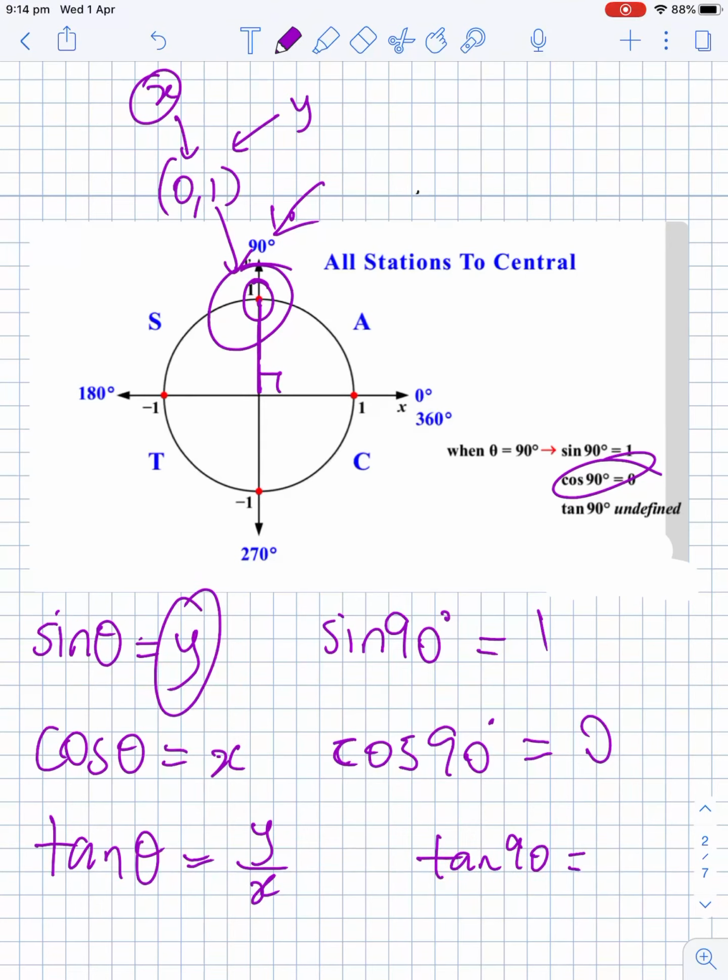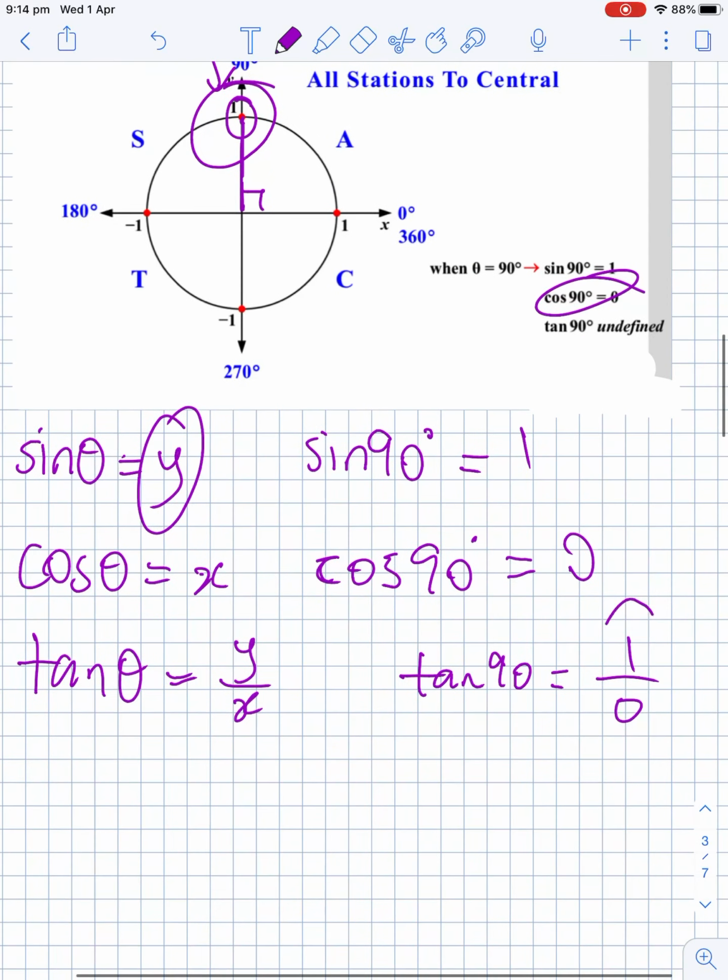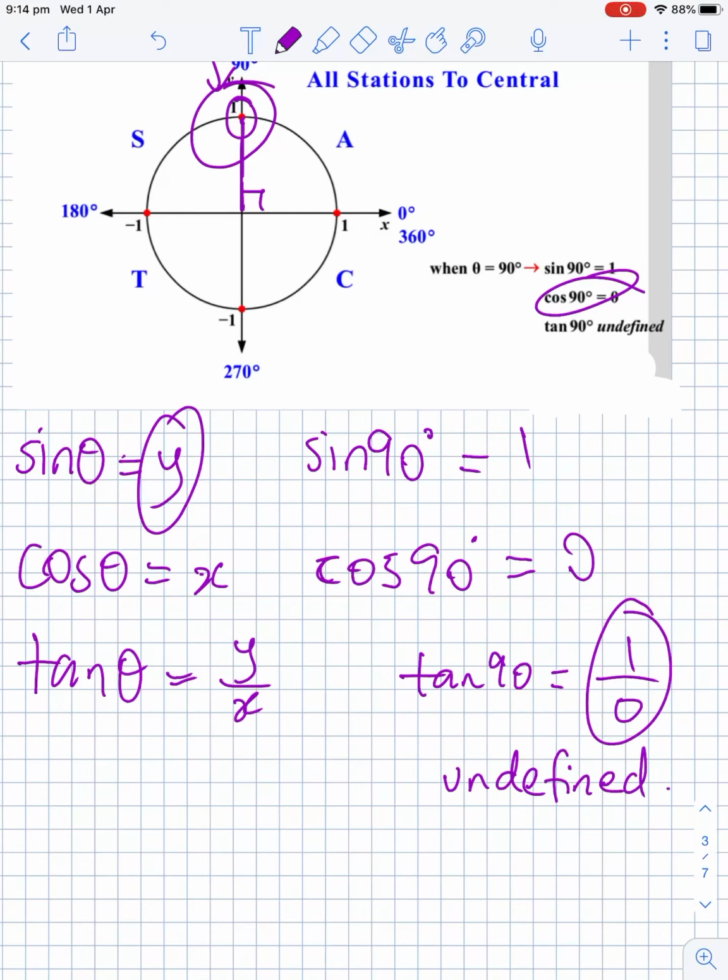And then lastly, tan of theta, well, that's equal to y divided by x. So tan of 90, well, what's our y? Our y was 1 and our x is 0. Really important, 1 over 0. You can't divide by 0. If you did that in a calculator, it'd come out as error. So therefore, tan 90 is undefined. It doesn't have a value. So that's why they've got this here.